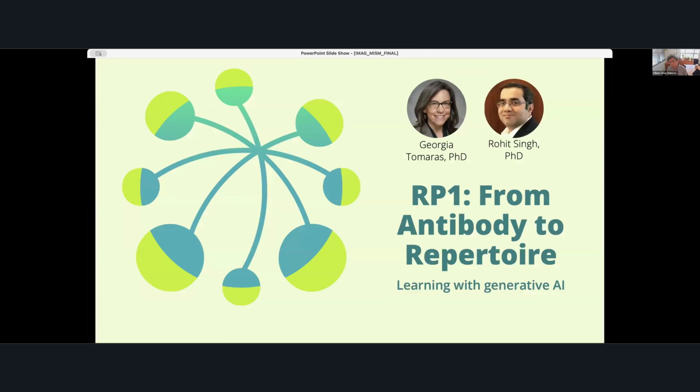So going into details in the research projects, the first research project tries to bridge the scale from antibody to the immune repertoire. It's led by computer scientist Rohit Singh and immunologist Georgia Tomaras. And this is sort of the exemplar for how generative AI might be used in immune modeling.